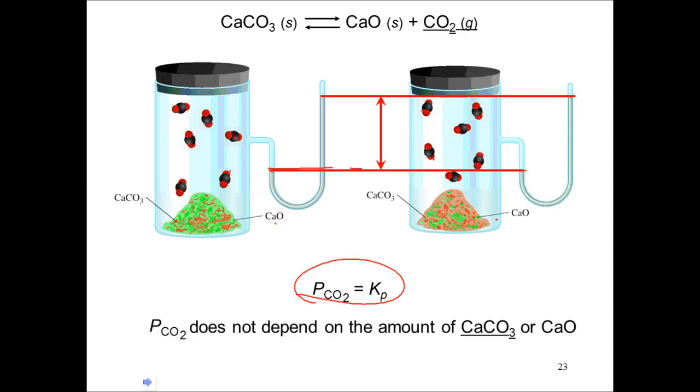So take that, your change in height of mercury. Partial pressure of CO2 does not depend on the amount of your solids, your calcium carbonate or your calcium oxide.